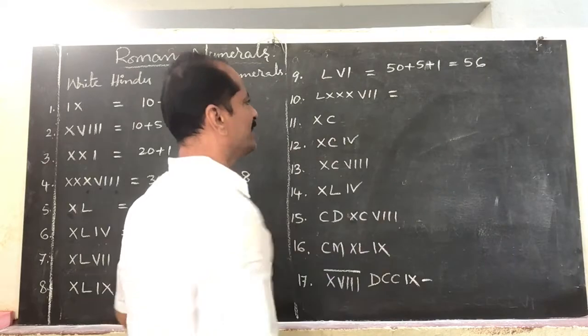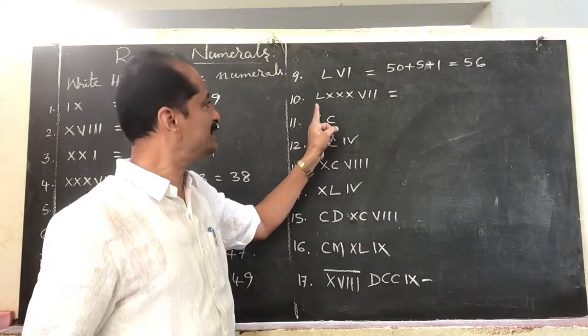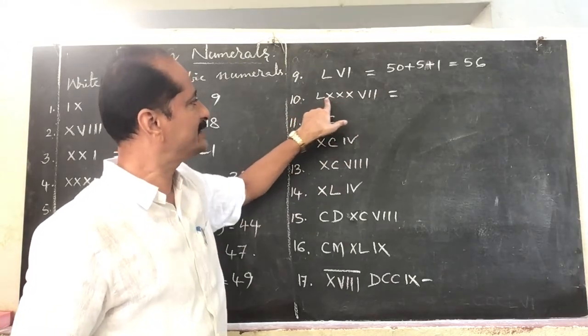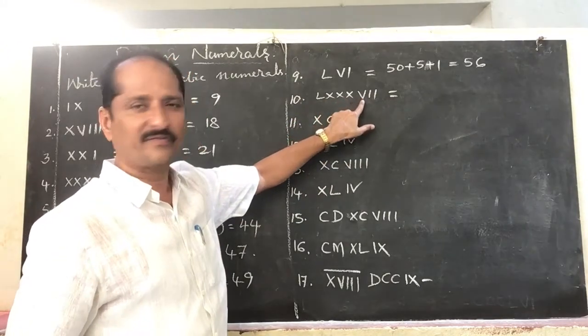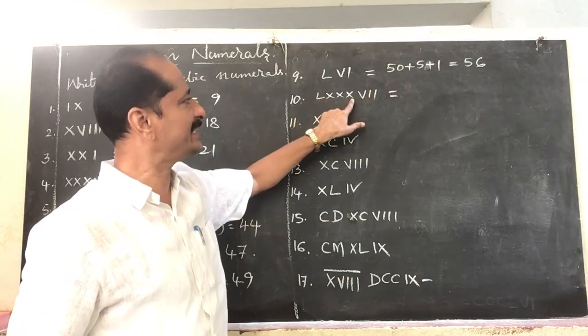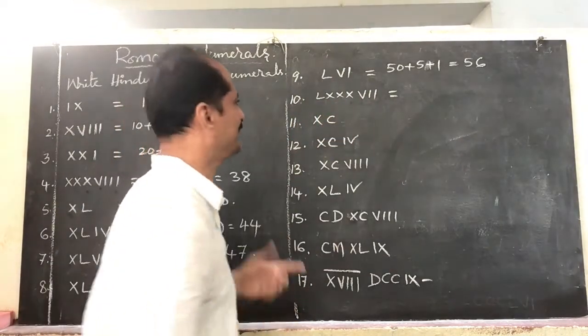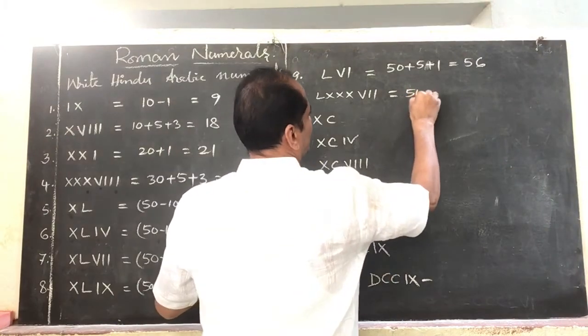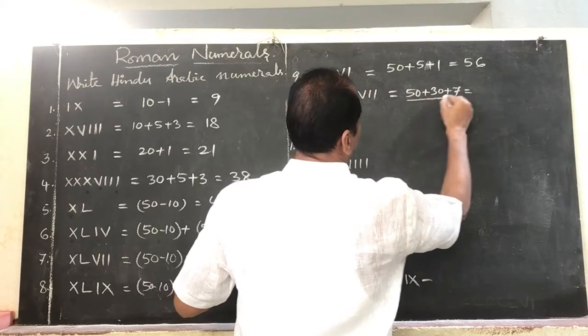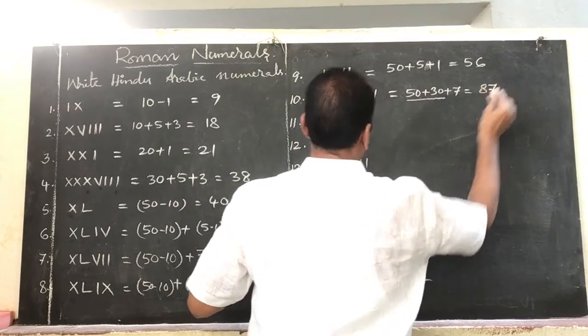Next. Here also. All the smaller symbols are on the right side only. So all these are to be added. 50 plus 3 tens, 35. 35 plus 2, 37. So 50 plus 30, 80 plus 7, 87. Like that also you can write. 50 plus 30 plus 7. That is equal to 50 plus 30, 87. So 87 is the answer.